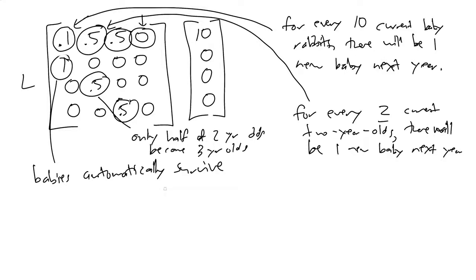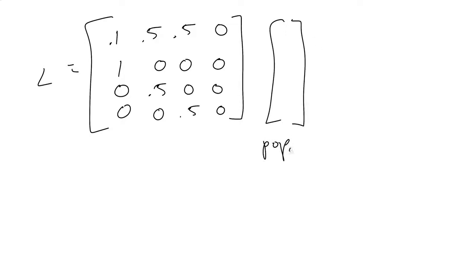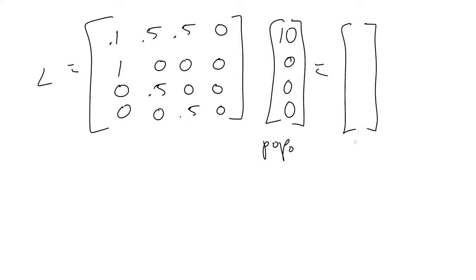Now, the question is, let me do a clean screen here. So here's our L. We've got 0.1, 0.5, 0.5, 0; 1, 0, 0, 0; 0, 0.5, 0, 0; and 0, 0, 0.5, 0. Okay, so what I'm going to do, if I say that I've got my pop0 vector, which is the populations at time 0, and that was 10 babies and nobody else, how do I compute the population in year 1, one year from the beginning, you ask? And the answer is matrix vector multiplication.